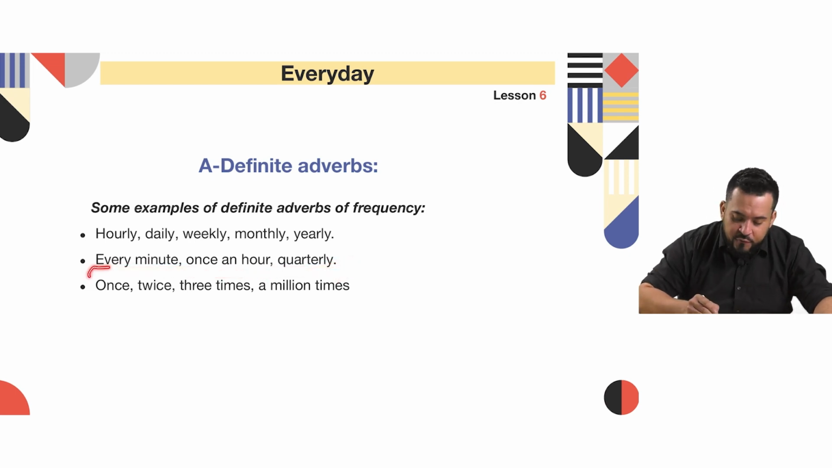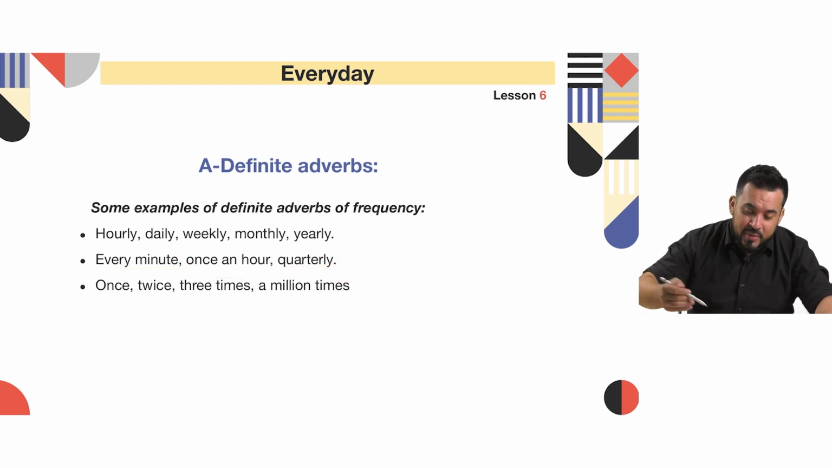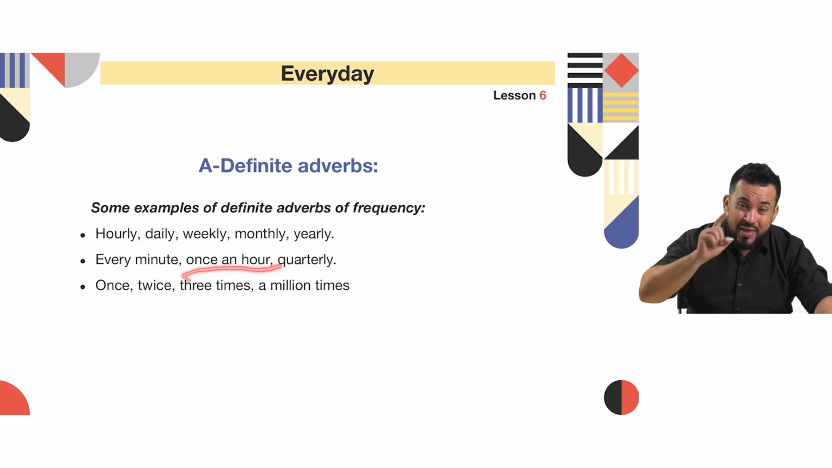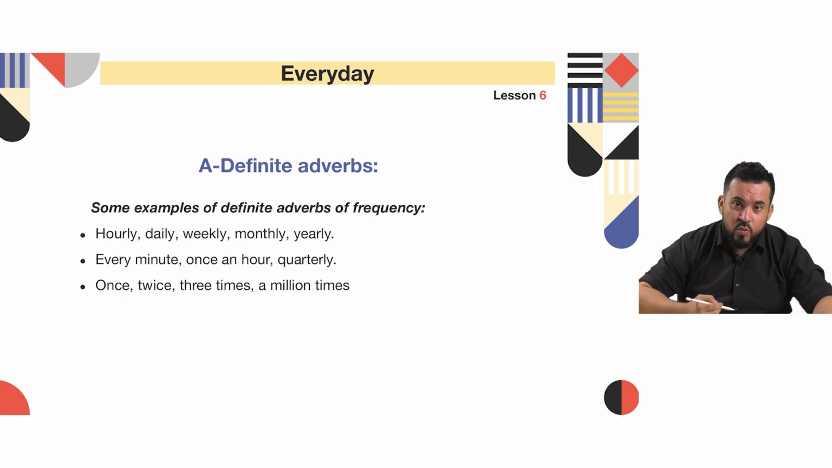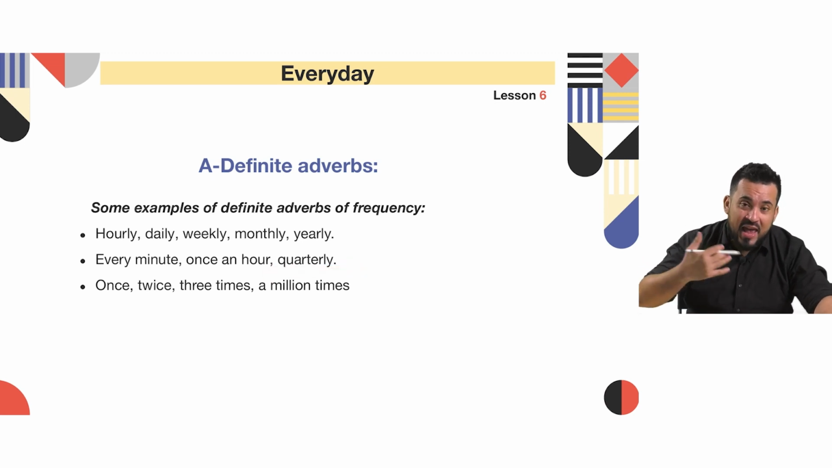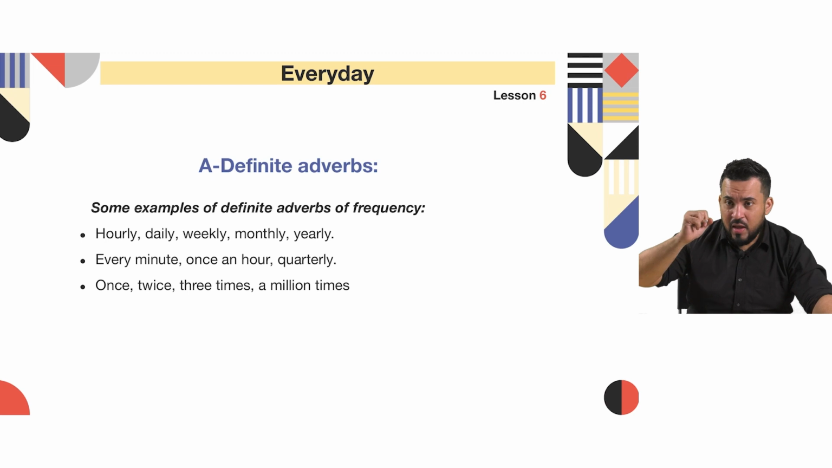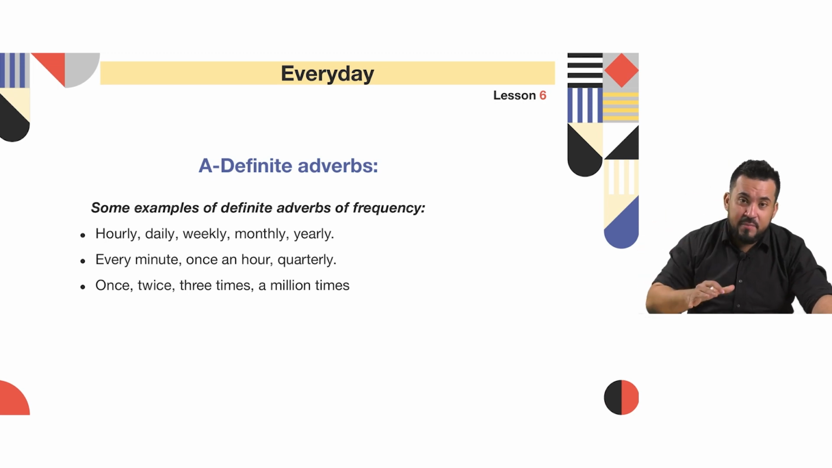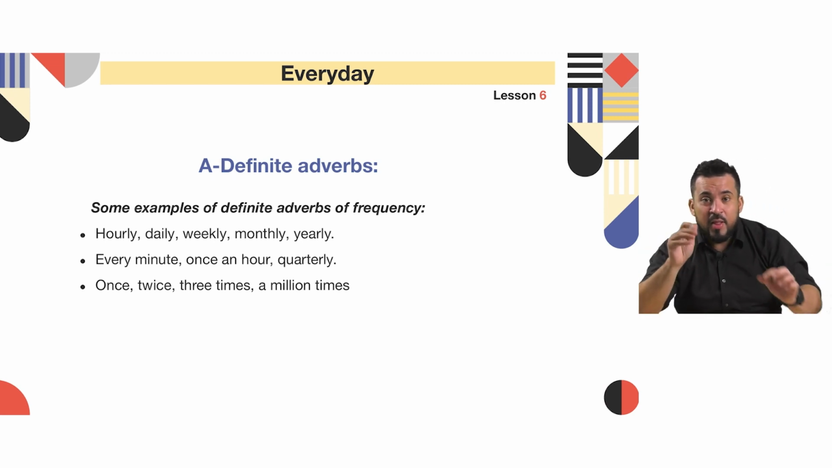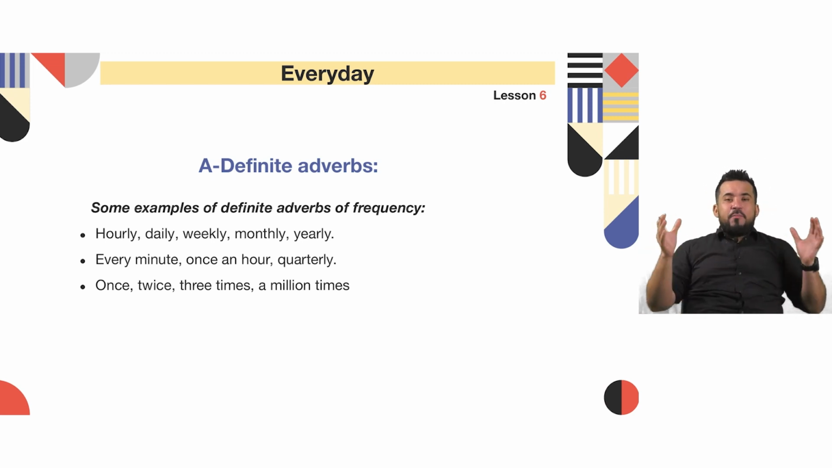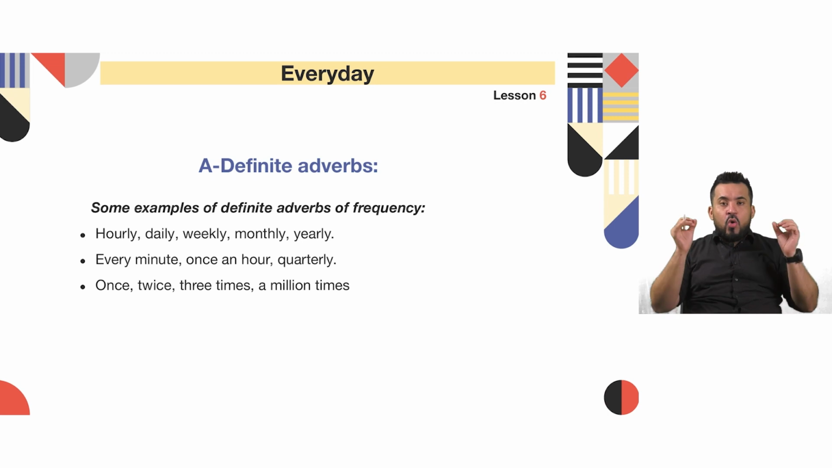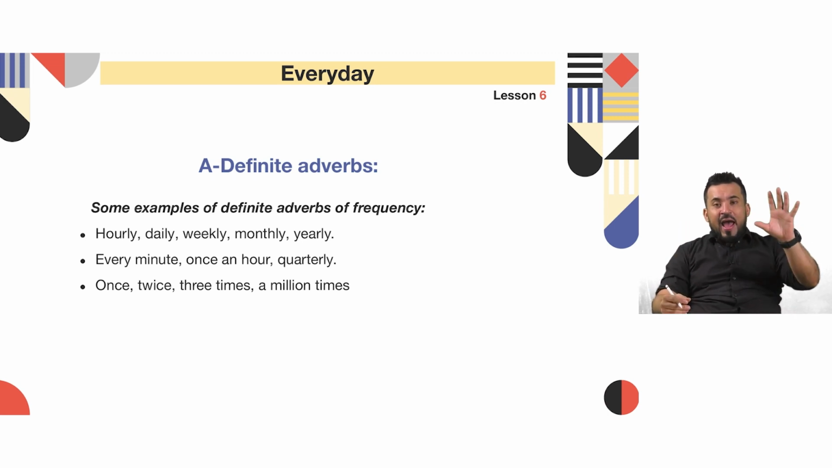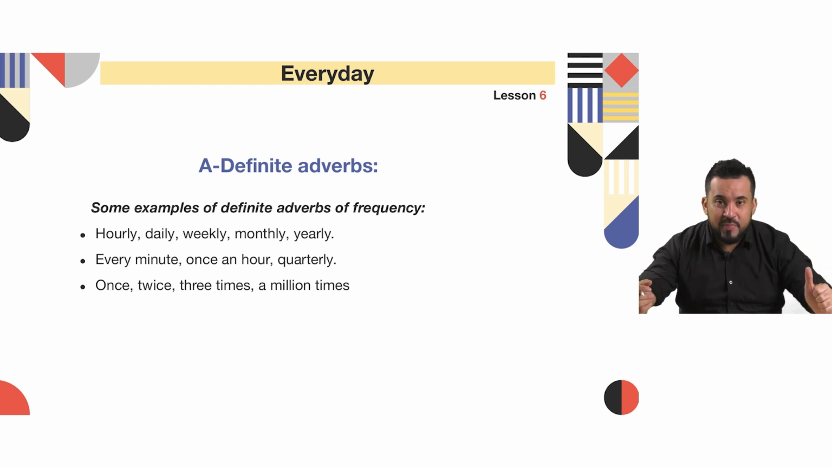Every minute, once an hour, quarterly. Every minute, it means something happens every minute. Or once an hour, that means it happened one time in 1 hour. Or we can say quarterly, it means it happens every 15 minutes, or every 25 years, or 4 times a year. Quarterly, it means you divide it by 4. It means a quarter. An hour has 4 quarters. Each quarter is 15 minutes.